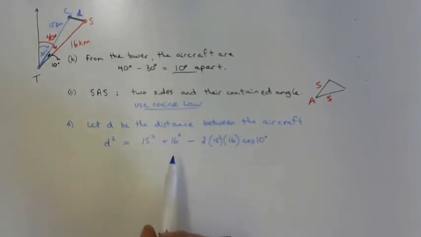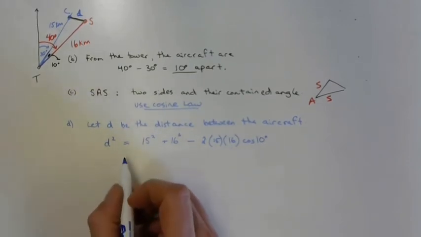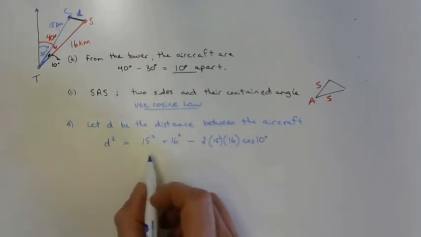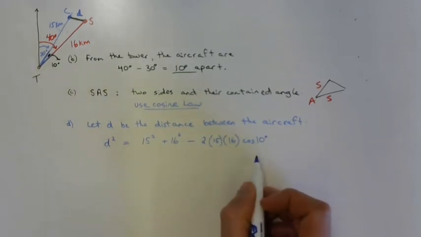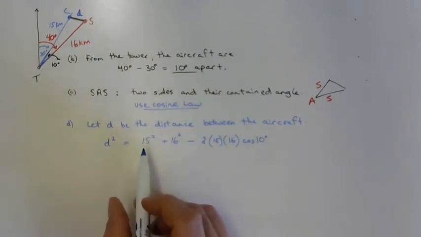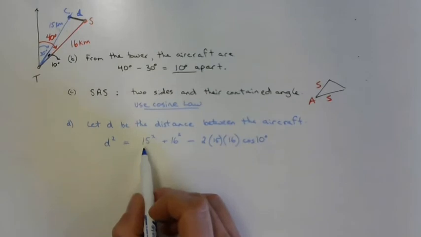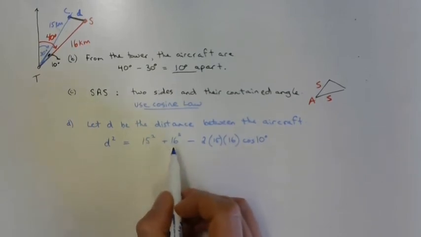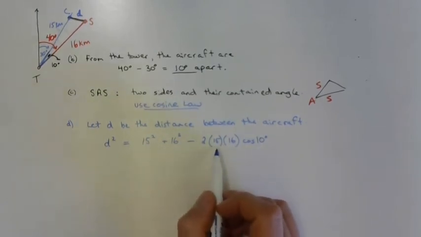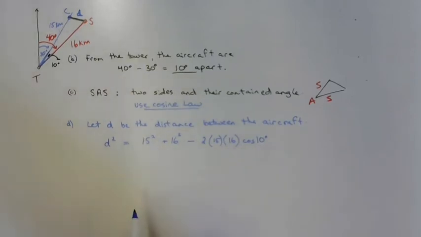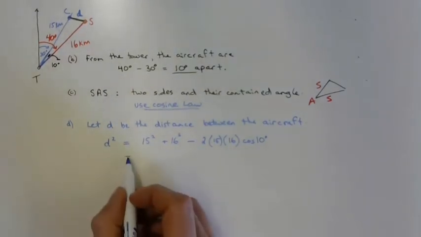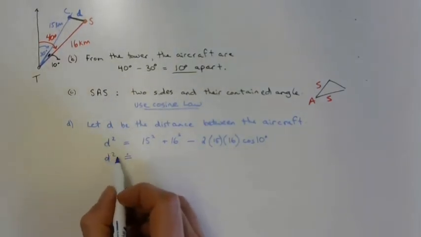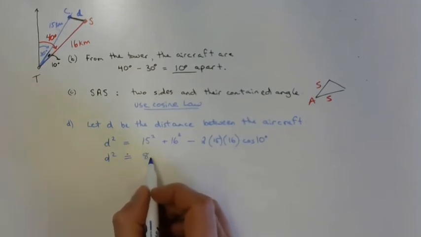I didn't show the standard form. Well, it is the standard form. I didn't show it with the letters. I'm just putting the values in there right away. Hopefully you can do that too. Now this you can do in a couple of different parts, or your calculator can do this all at once. You could literally type 15 squared plus 16 squared minus 2 times 15 times 16 times the cosine of 10. You'll get that d squared is approximately 8.3.